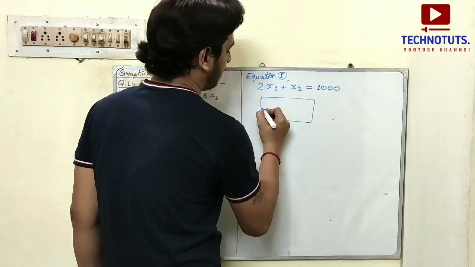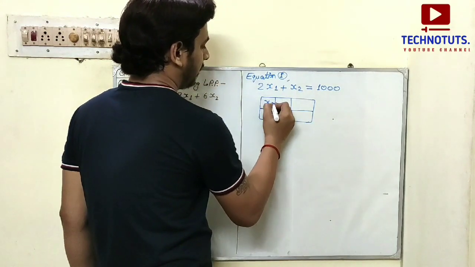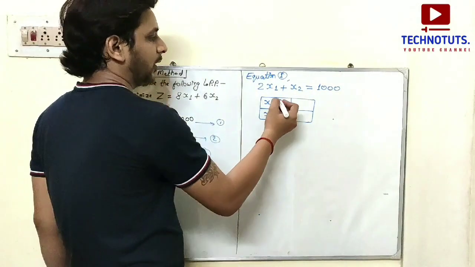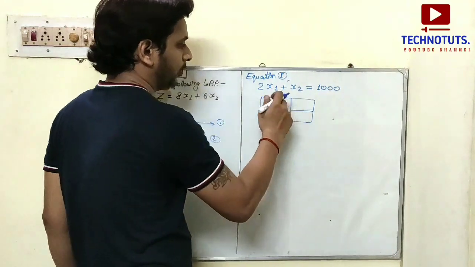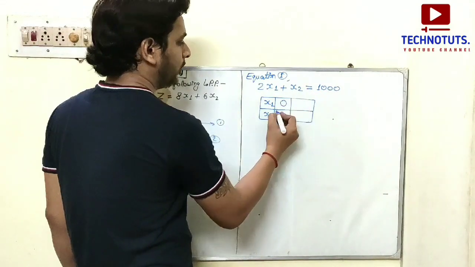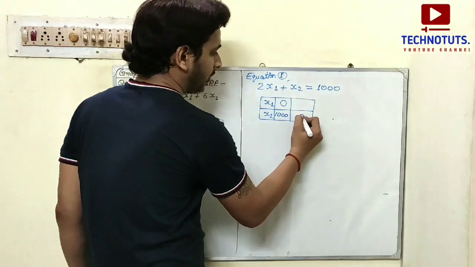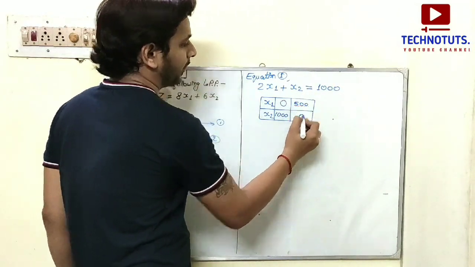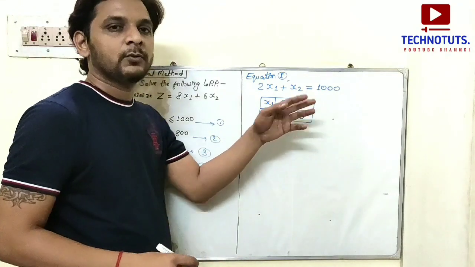How can we determine the coordinates? Just draw this box, with x1 here and x2 here. Take x1 = 0, then take x2 = 0. When x1 = 0, put this value in the equation and you get x2 = 1000. When x2 = 0, x1 is 1000 by 2, that means 500. We have got 2 points. Just find only 2 points by putting the values of x1 and x2 as 0 one by one.